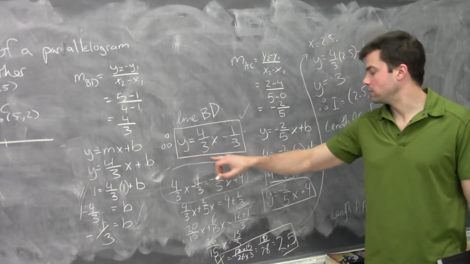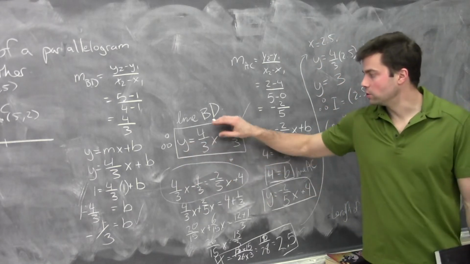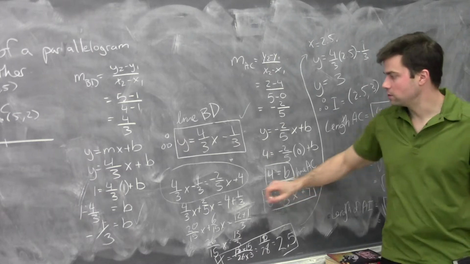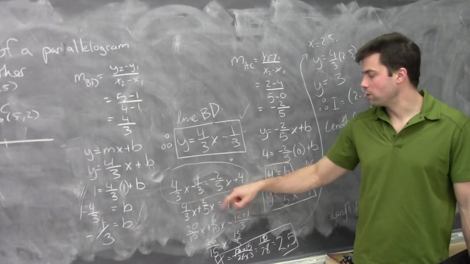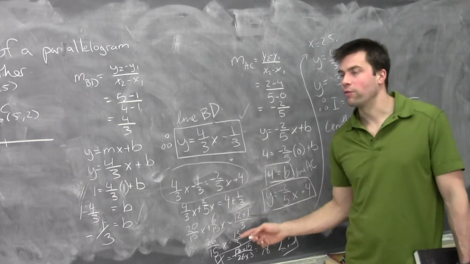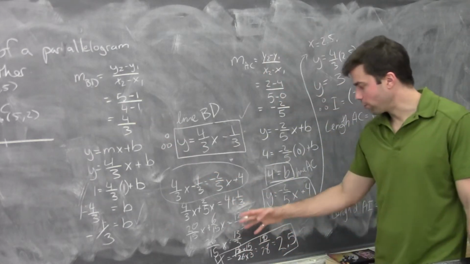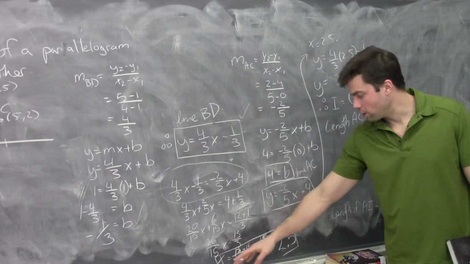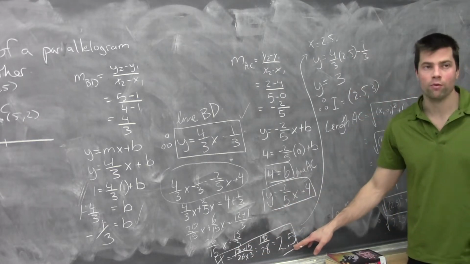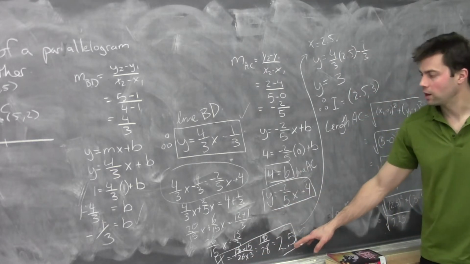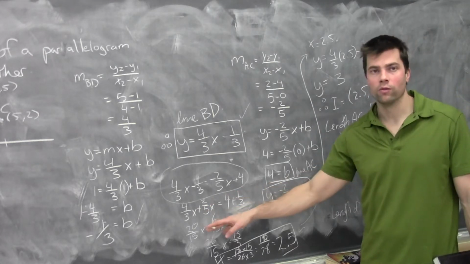So just setting by substitution, the y's are equal, so this side is equal to this side, so 4/3 x minus 1/3. And it gets a little bit messy with the fractions, just because I chose random points, so it's not nice and neat with whole numbers, but eventually I work it out and I find my x value is 2.5. Okay, and that's just by collecting like terms over here and rearranging.